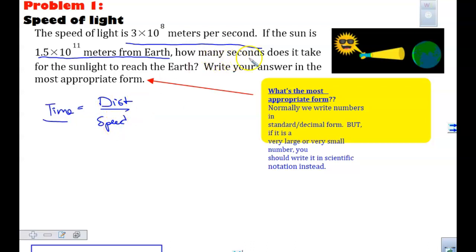So the question says, how many seconds does it take sunlight to reach the Earth? Write your answer in the most appropriate form. And when we talk about appropriate form, normally we write numbers in standard or decimal form, but sometimes if they're very large or very small, we're going to write them in scientific notation.